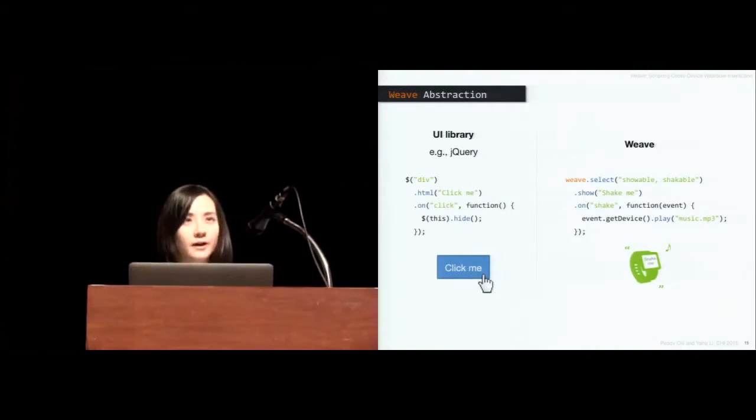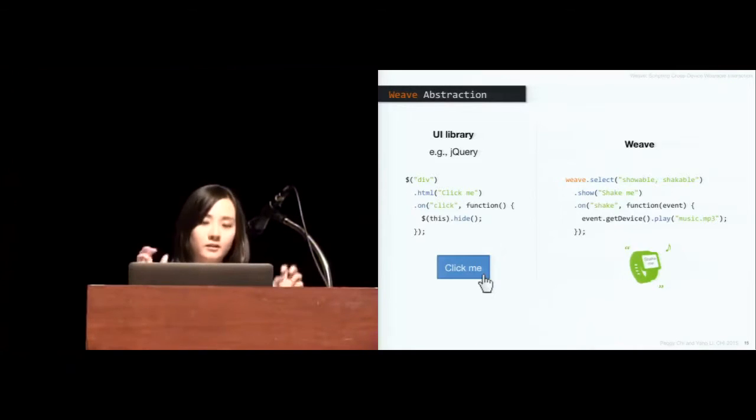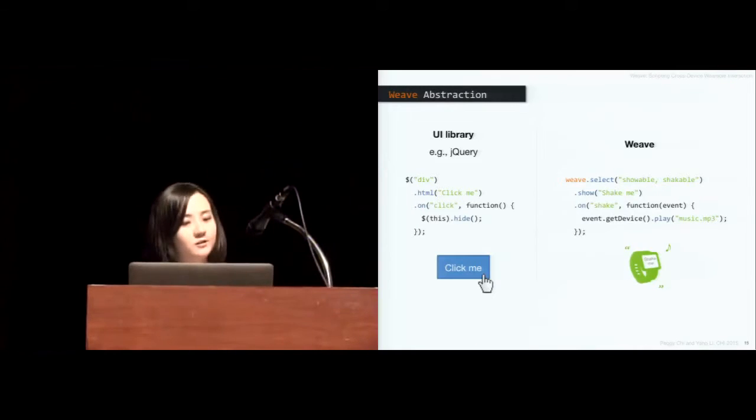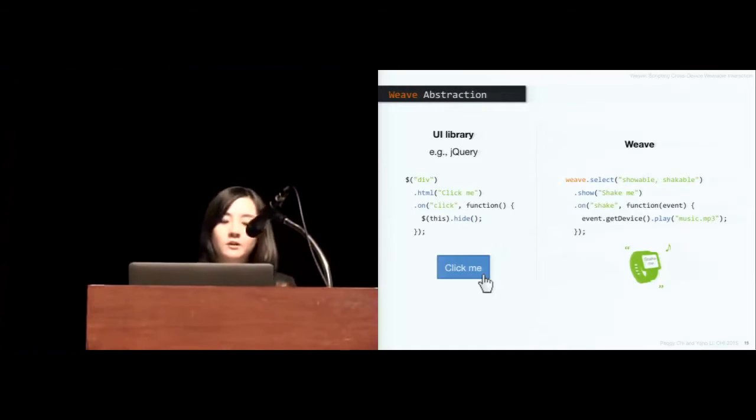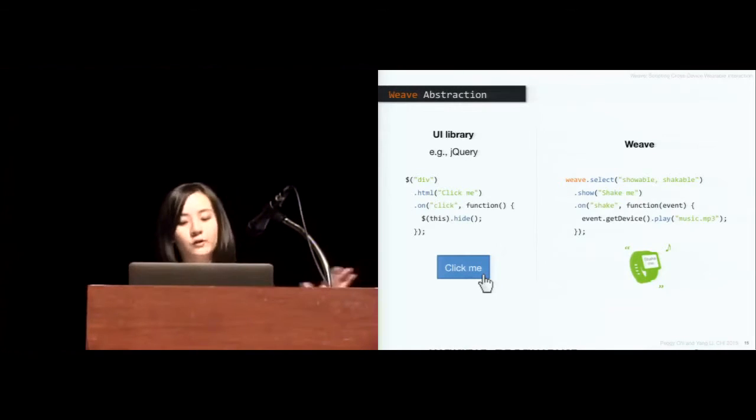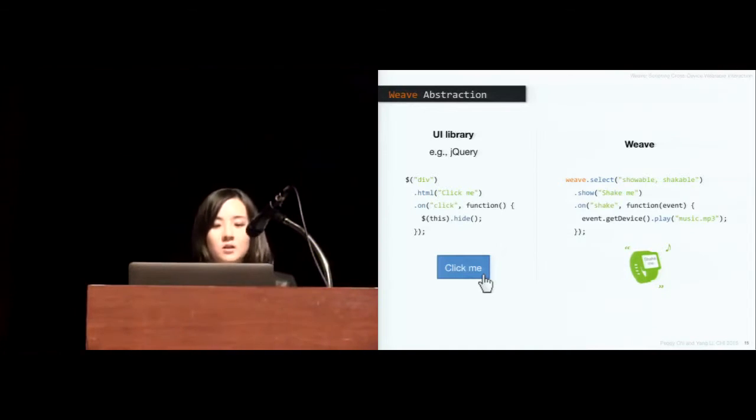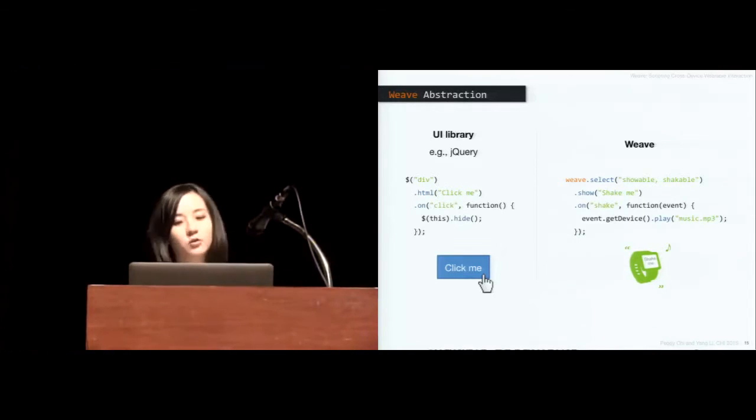Similar to how UI libraries manipulate HTML objects interactively, for example, here the code snippet on the left changes the HTML content and listens to an on-click event to hide the object. So using Weave, developers can select one or more available devices, apply the content, and attach one or more event callbacks, such as here, a shake event to play some music back to the user in this snippet.